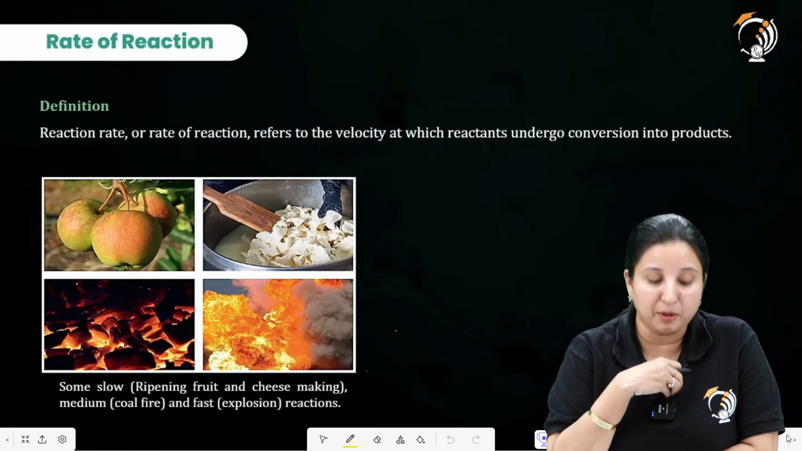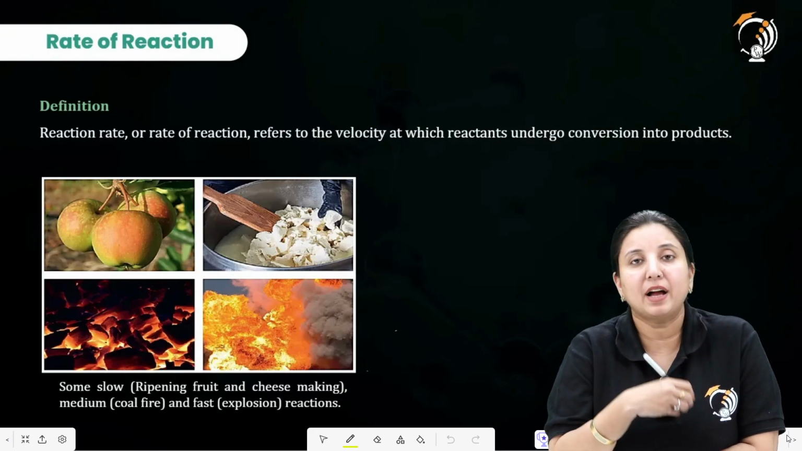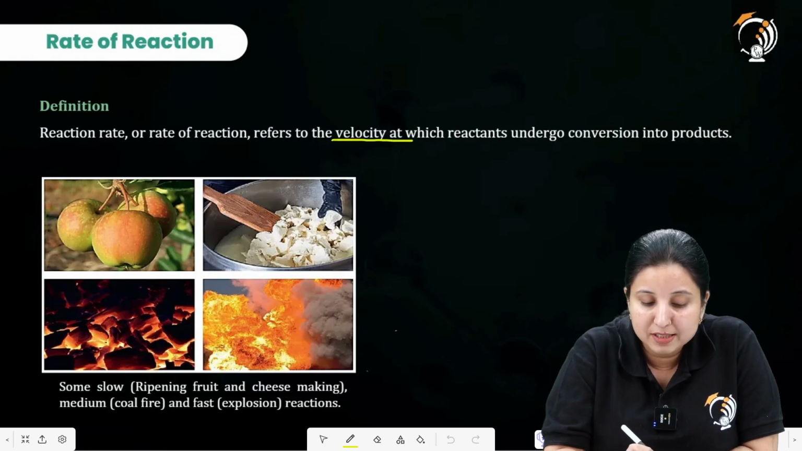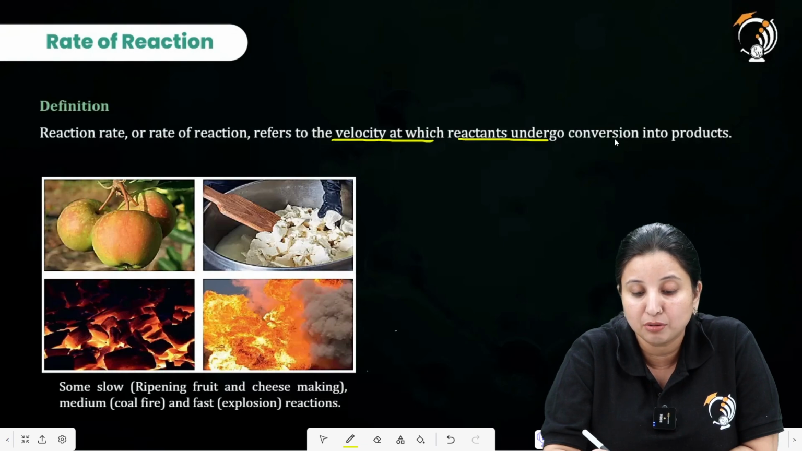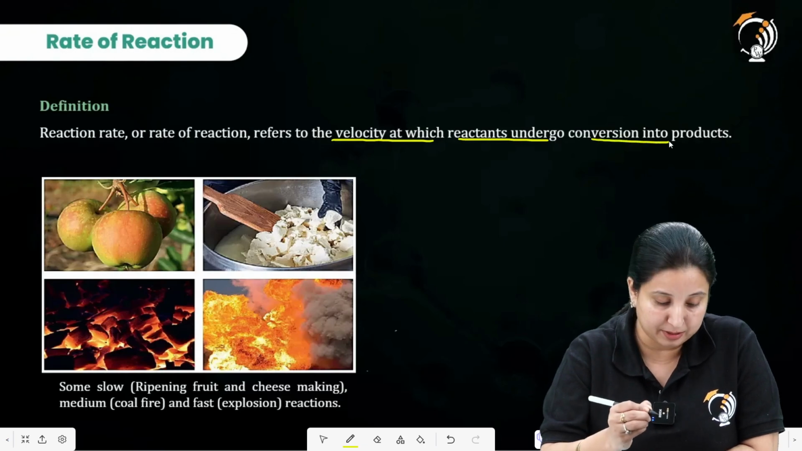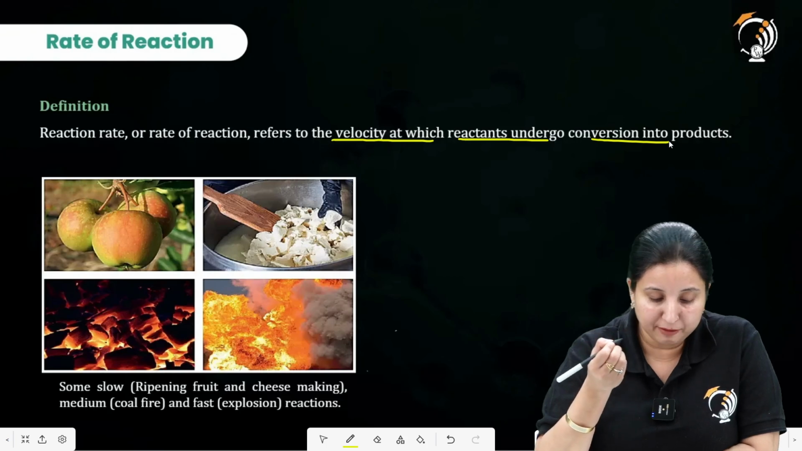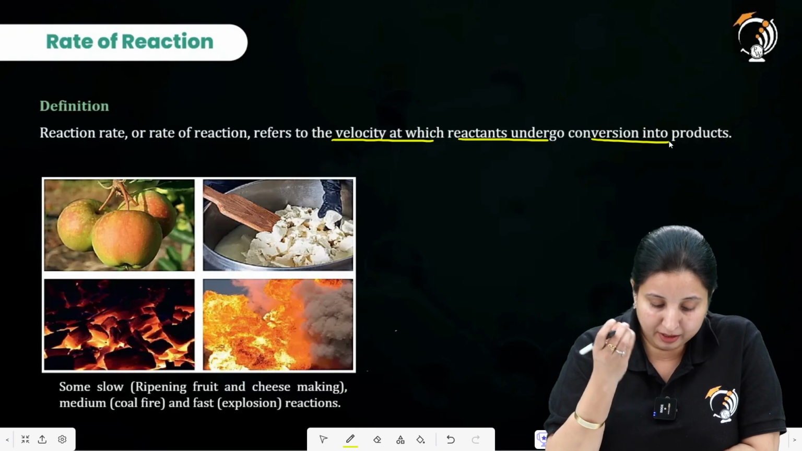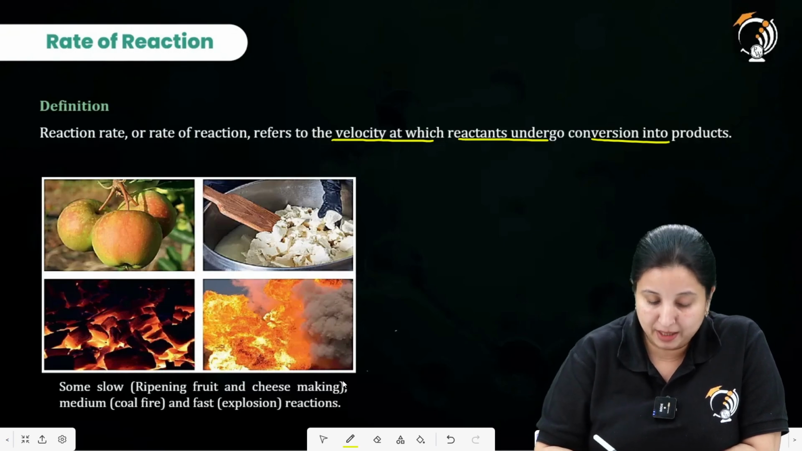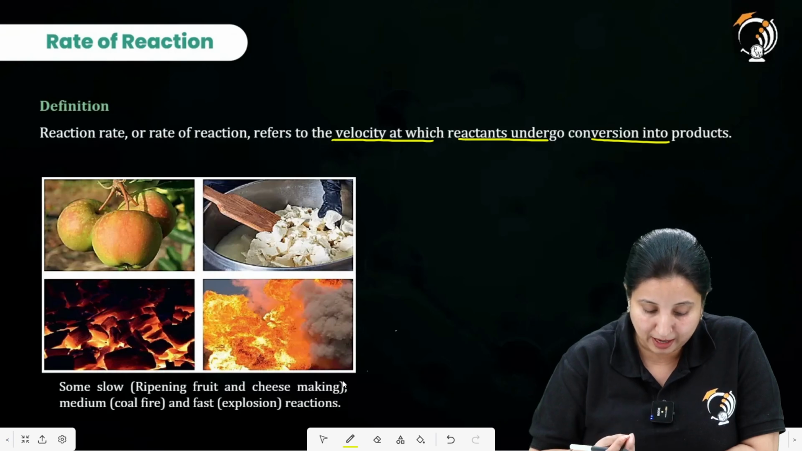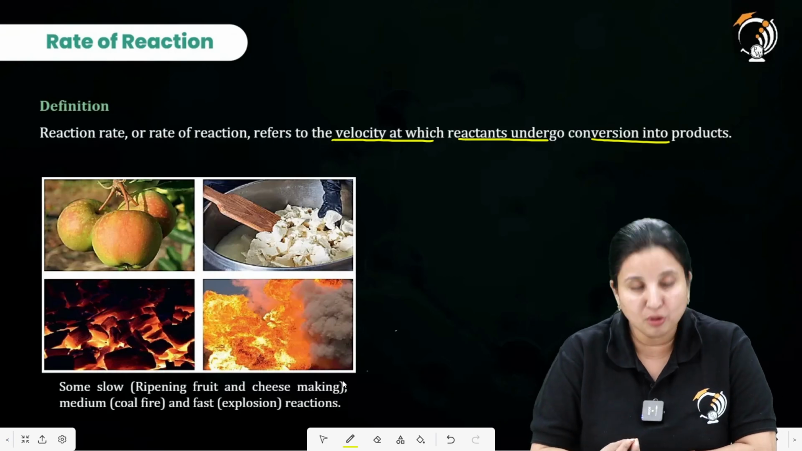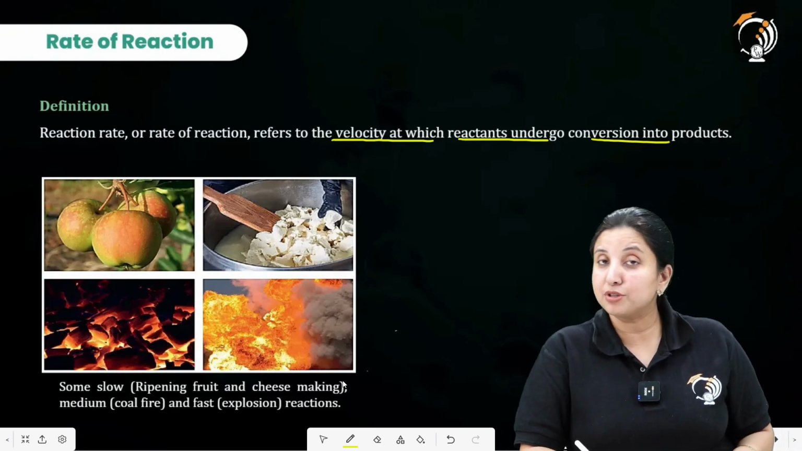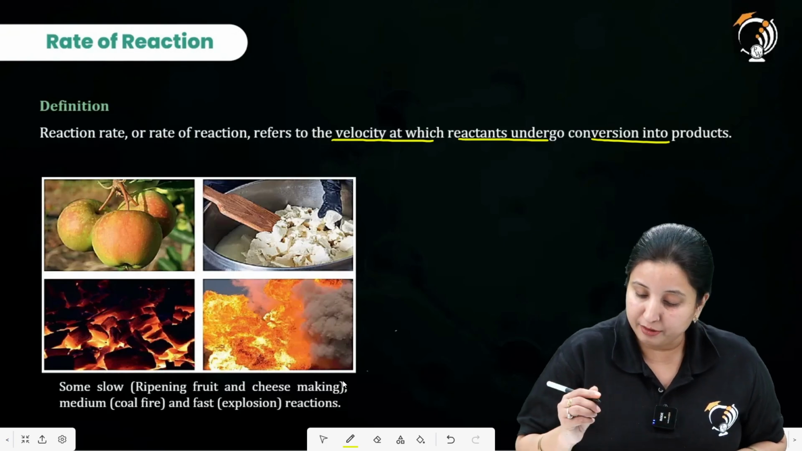Now when we talk about the rate of reaction, or reaction rate, it refers to the velocity at which reactants are converted into products. Like ripening of fruit or cheese making, these are slow processes, but a coal fire is a medium process, and explosion reactions are fast reactions.